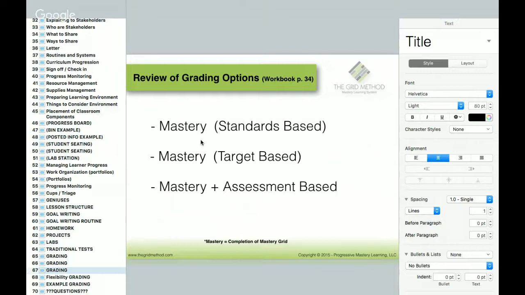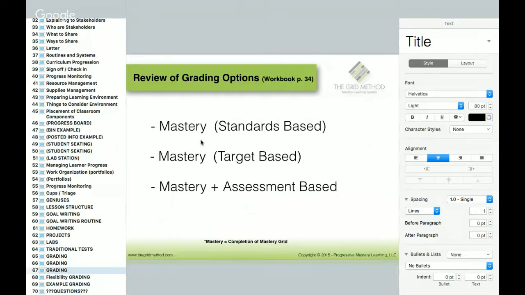Okay, so now there's also target-based mastery. If you want to have more grades for your students and you want them to be a little bit deeper, more fine-tuned, you can do target-based grading. That's when you take how you develop your targets for your grid. Every one of those targets, level 1, level 2, level 3, and level 4, is going to have a grade in your gradebook. Does that make sense? Yep.